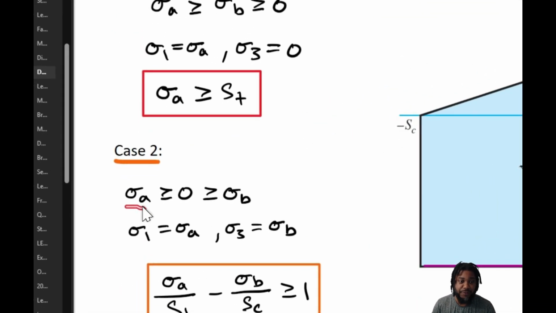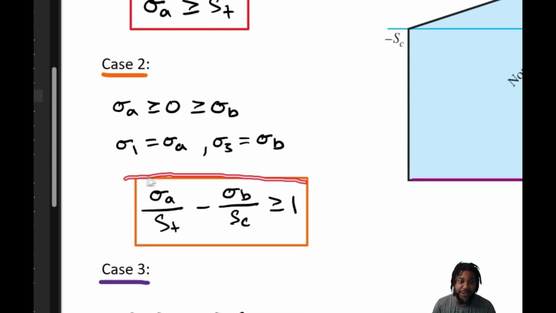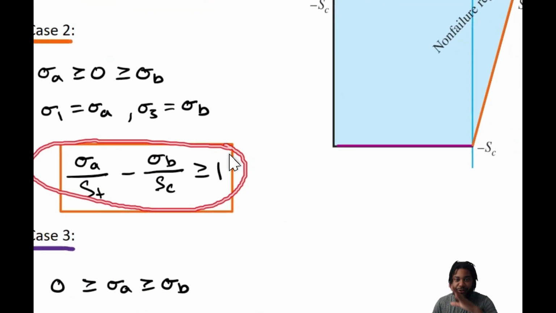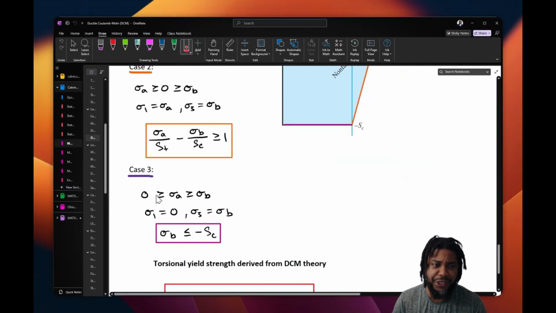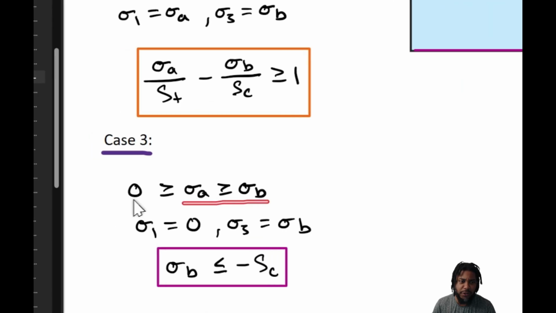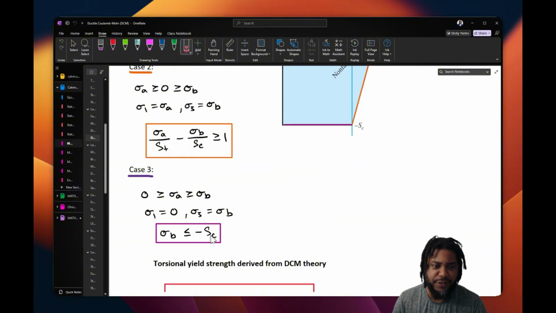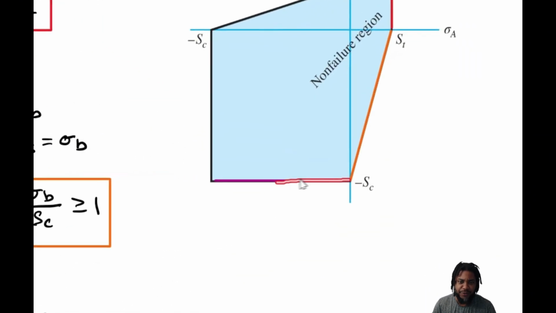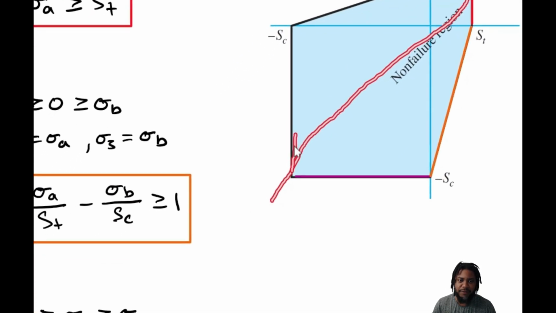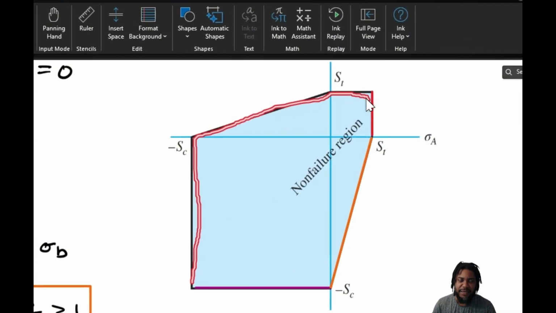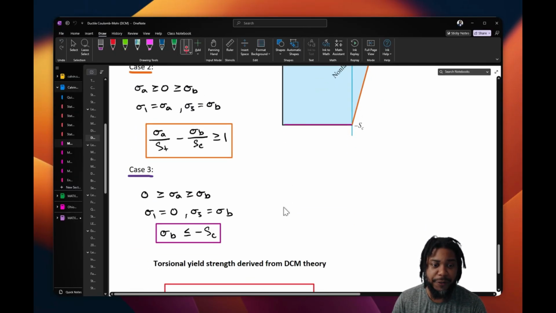Case 2 is when sigma A is greater than 0 and 0 is greater than sigma B. In that case, we get our full theoretical equation, which is a straight line, which is bounding here. And then case 3 is when both principal stresses are smaller than 0. So sigma B, if that is less than or equal to negative the compressive strength, we get a straight line here. And with these three cases being symmetric, we can then form an envelope, find the companion sides, and now we have our yield surface or failure surface based on ductile Coulomb-Mohr.